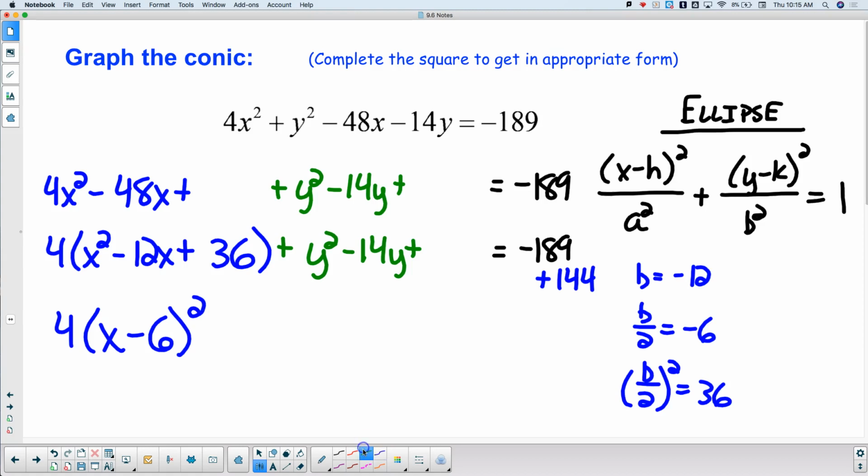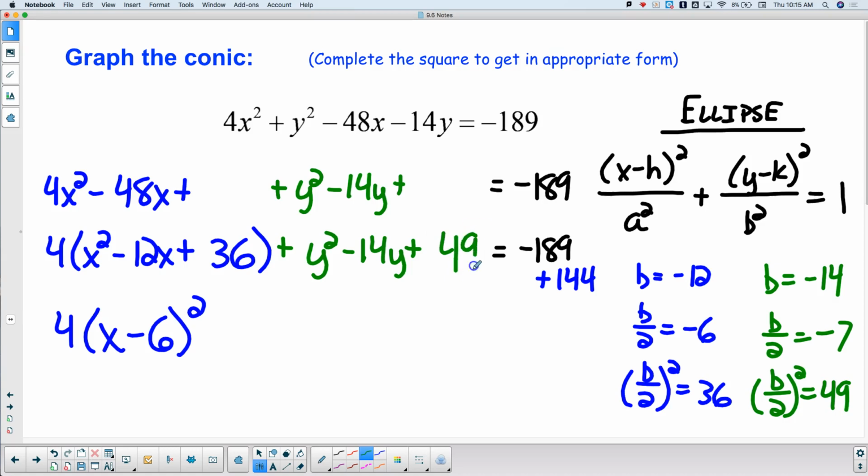Okay. Then I go to the green, and I say my green b is negative 14. I divide that by 2, and I get negative 7. I square that, and I get 49. So this gap gets filled with 49, not in a set of parentheses, so I straight up just add 49 to the other side. That then simplifies to be y minus 7 quantity squared. And my right side, if I add all those numbers together, I get 4.